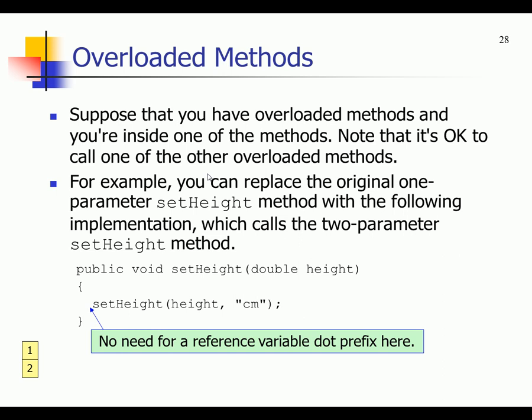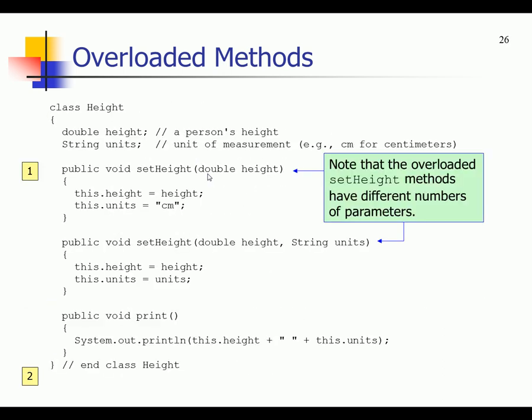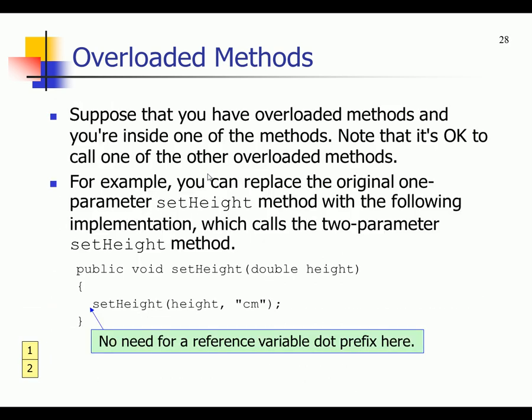All right, so suppose you have overloaded methods and you're inside one of the methods. Note that it's okay to call the other method. You very easily can. You can call one method from another method. Okay, so if I've set height with one argument, I can actually call the set height with the two arguments and pass it CM. Everybody see that? So let's look at the difference. There it is with one argument. We set this dot height equals height, this dot units equals CM. We can actually replace that with set height, passing in height, comma CM.